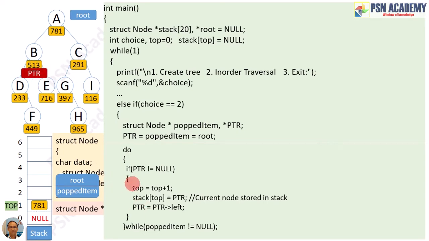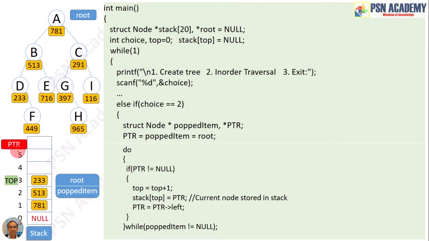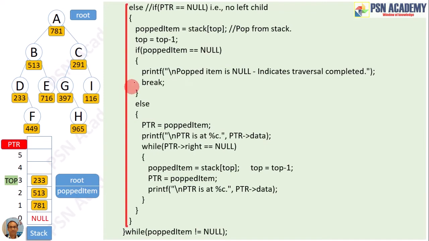The loop runs because popped item is not null. So top is again incremented to 2. Stack top equal to PTR, so 513 comes over here, and PTR is set to PTR left like this. Again, you find PTR is not null, so increment top, and 233 will be coming over here. And then you set PTR to PTR left, so that PTR becomes null now. We will handle this situation in the else part. So this red block is the else part here.